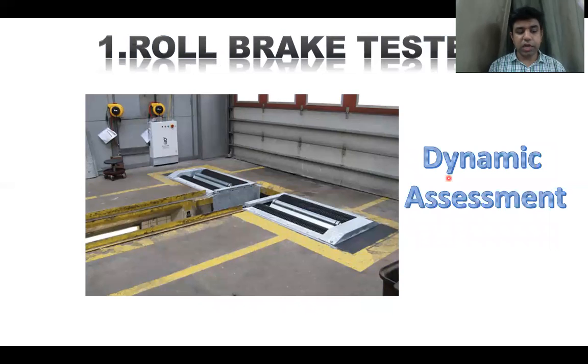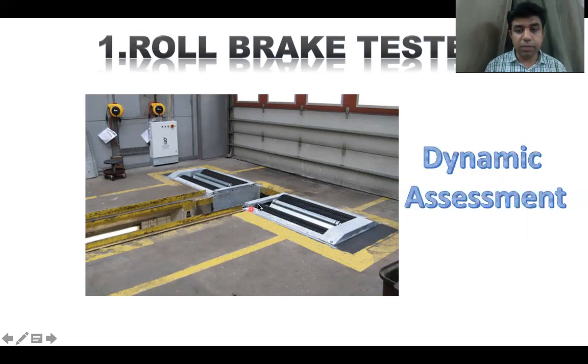Now let us understand how this brake test happens. In this testing, we have two different options. The first one is a roll brake test. In the roll brake test, we have a similar kind of setup to the one available in the chassis dynamometer. We already understood in the chassis dynamometer that the vehicle is driven across two different rollers.